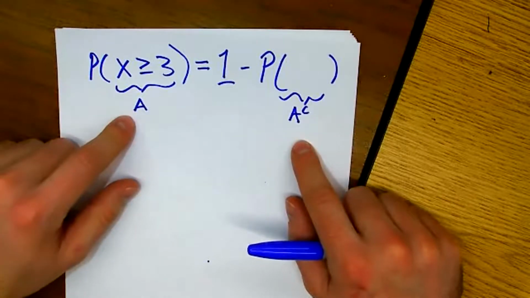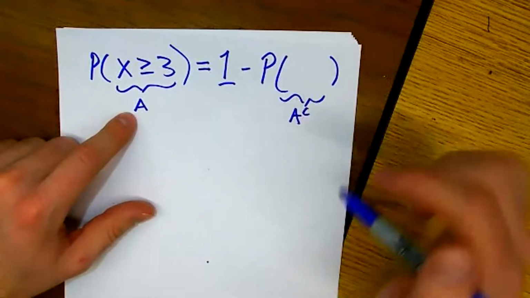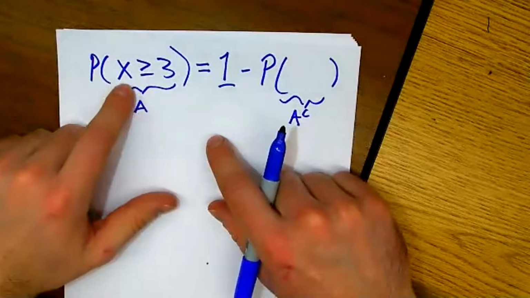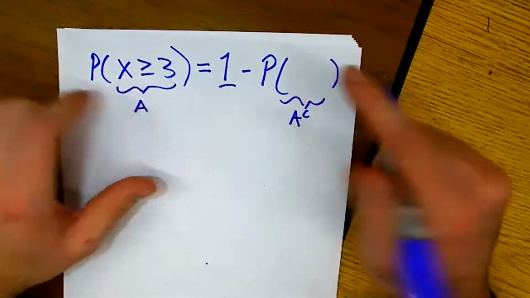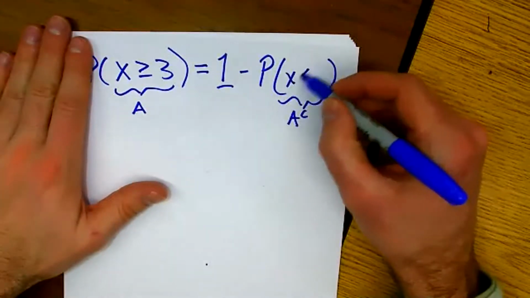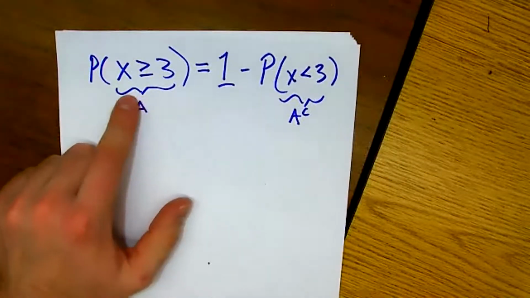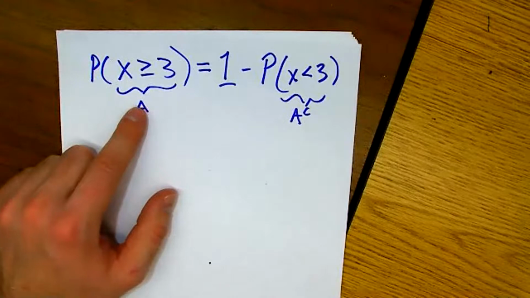Complement is just everything that's not an A. So here it would be x is... well, remember, our event A is not that it's equal to 3, it's that it's greater than or equal to 3. So A complement would actually be that x is less than 3, right? Anything that wouldn't be in event A, which would be 0, 1, and 2.